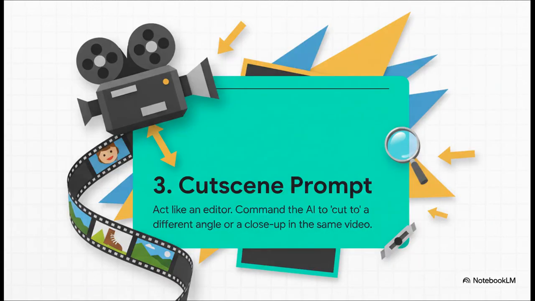And from storyteller to film editor, the cutscene prompt is basically your virtual editing room. Just type cut to a close-up of your character's reaction, or maybe cut to a wide shot of the whole scene. You can get multiple camera angles from a single prompt. It's incredibly powerful, trust me.